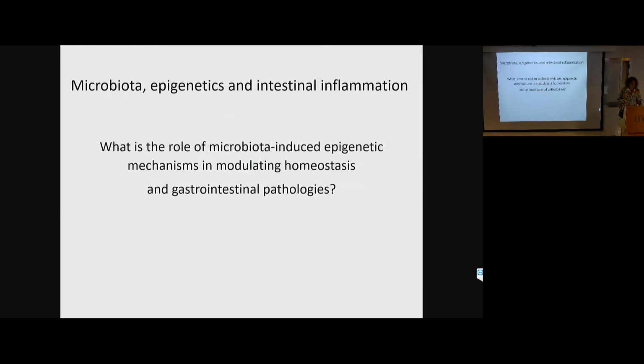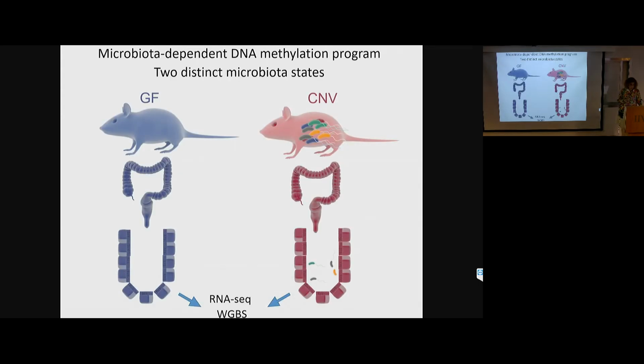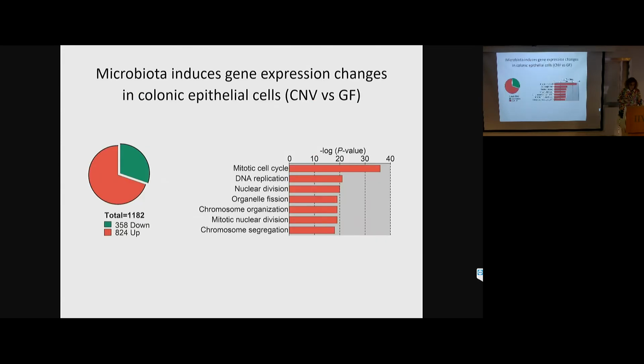So we asked the question, what is the role of microbiota-induced epigenetic mechanisms in modulating homeostasis and gastrointestinal pathology? So first, we compare GF, germ-free mice who are grown in isolators with no contact with microbiota, to CNV, conventionally raised mice, and we did RNA-seq and whole genome bisulfite sequencing.